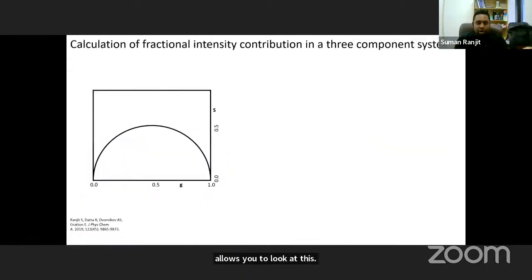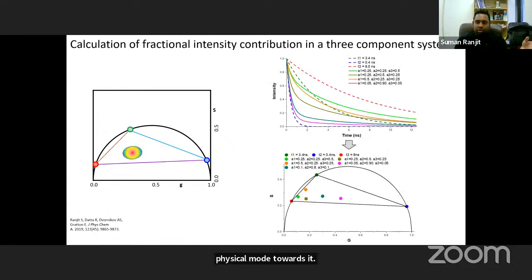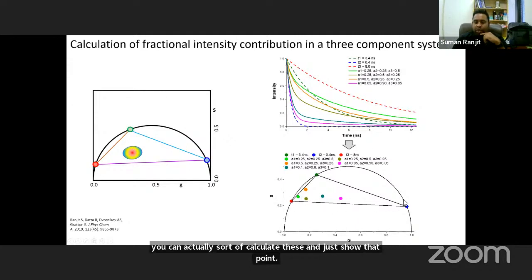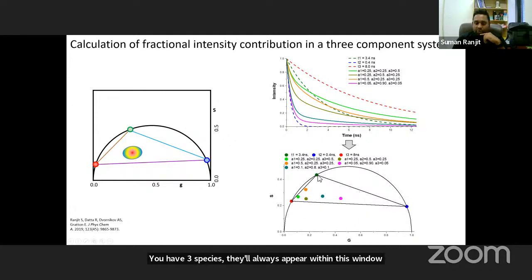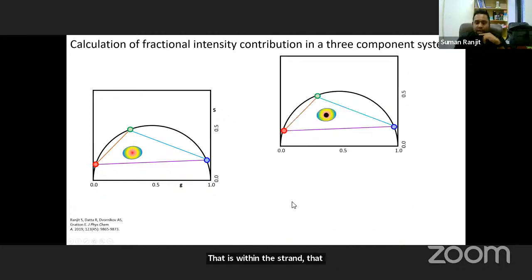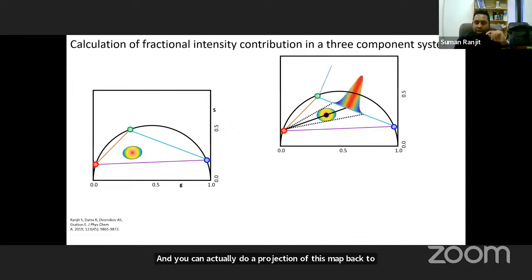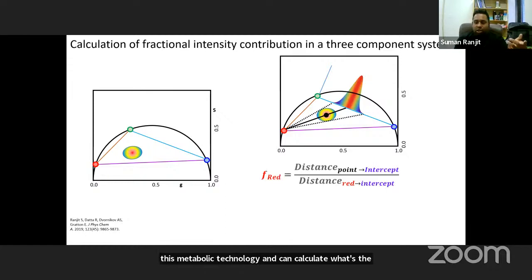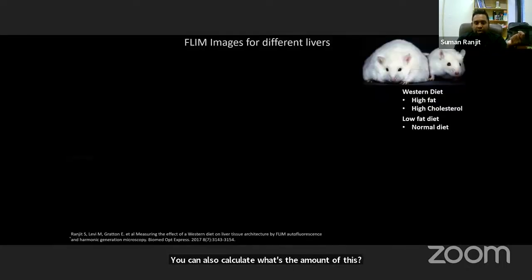Now we have done a lot of quantification, and this is sort of where all this multi-component analysis started. So the idea is if you have only bound and free NADH, that would be along this line. But as you have long lifetime, depending on how much it is, it will start dragging the phasor more towards it. So you can actually calculate these and show that when you have three species, they will always appear within this window, that is within this triangle that is occupied by the free, bound, and long lifetime species. And you can do a projection of this map back to this metabolic trajectory and calculate what's the fraction of free to bound NADH. You can also calculate the fraction of the long lifetime species. So we did that a few years ago, just to show how this works.